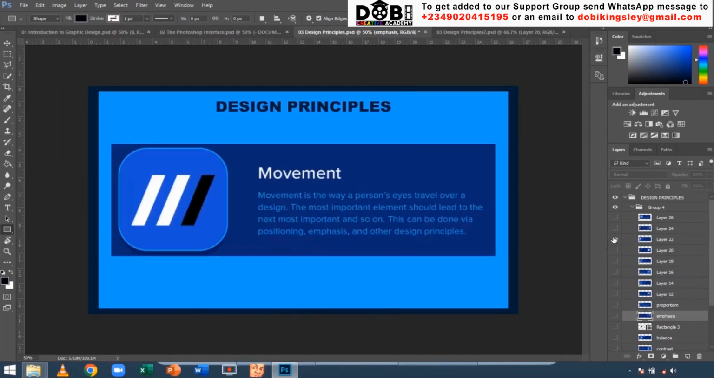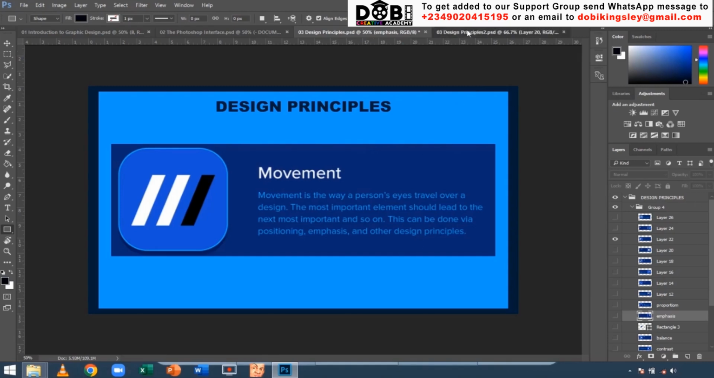Okay, so the next one is movement. Movement is the way a person's eyes travel over a design. The most important element should lead to the next most important, and so on. This can be done via positioning, emphasis, and other design principles. Remember, we talked about hierarchy and all. So you want to use all of this. They all work hand in hand. One thing you should have realized by now is all these principles are interlocking. They work hand in hand to give you that beautiful functional design.